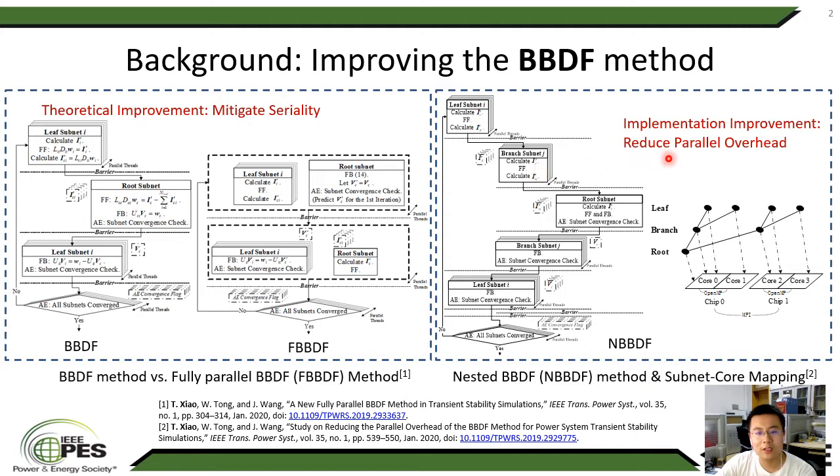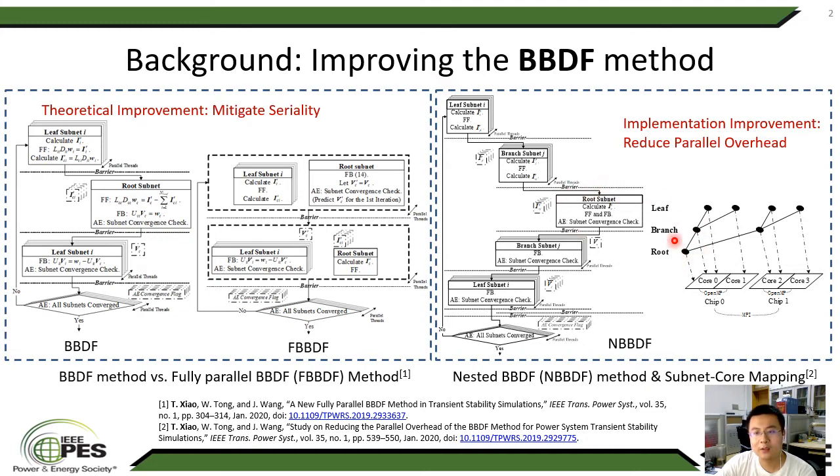We did detailed studies and proposed a nested BBDF method based on subnet core mapping. The idea is to reasonably assign computing tasks based on network segmentation, computer structure, and a parallel communication topology. The original network is divided into a 3-layer structure: leaf subnets, branch subnets, and a root subnet.